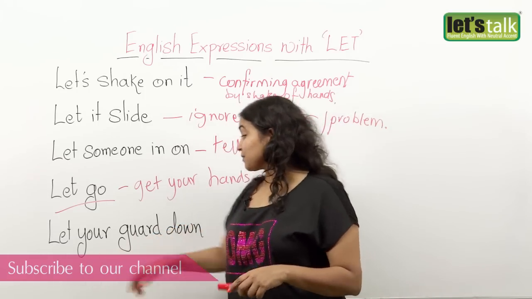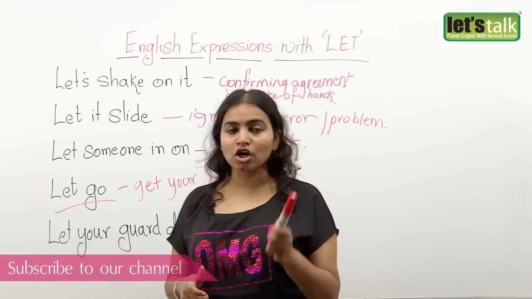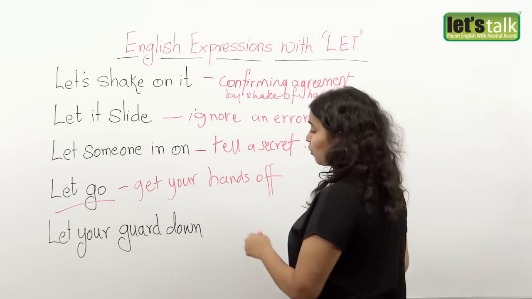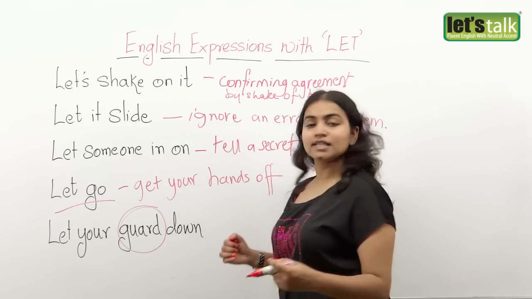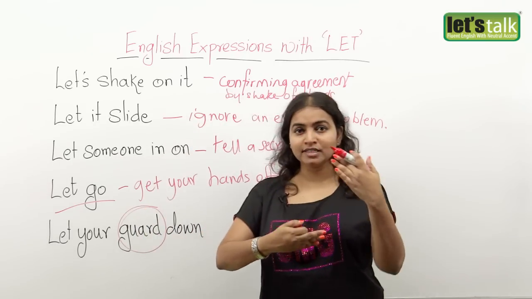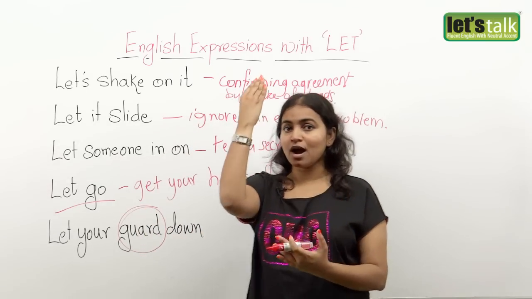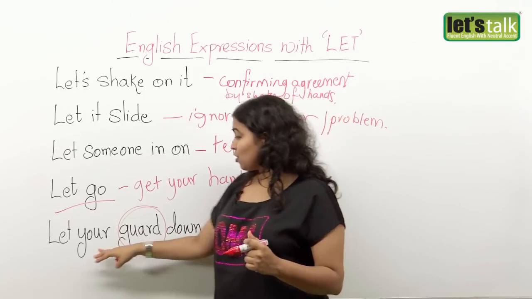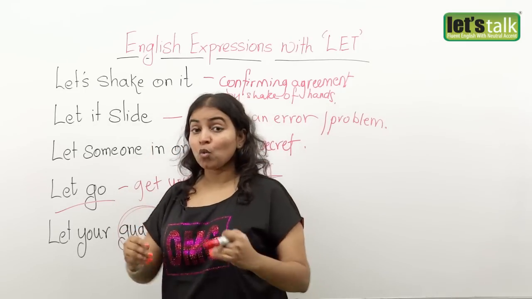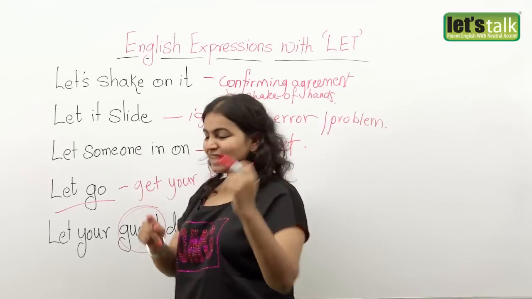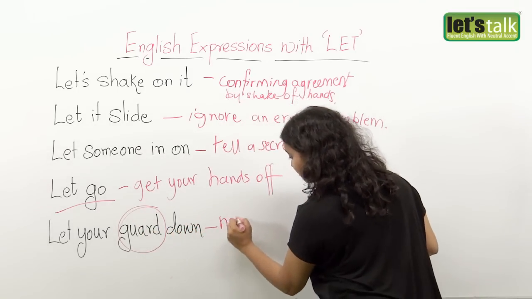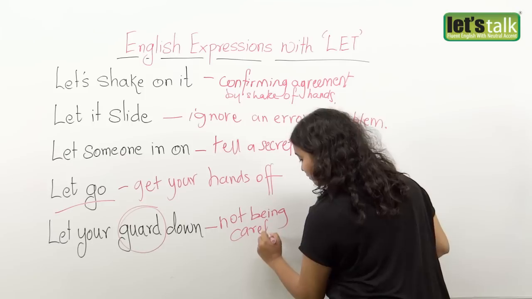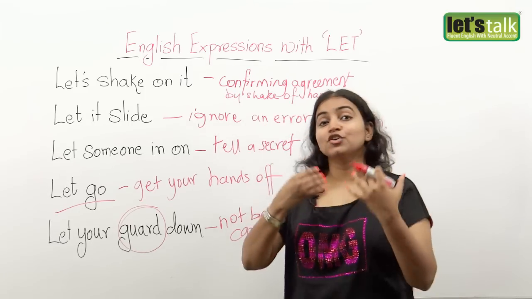The next one is to let your guard down. Okay, so this basically means, okay, what is a guard? A guard is something that protects you, right? So as long as your guard is up, you are protected. You are being very careful. So when you let your guard down, when you let your guard slip, it basically means that you are not being careful, or you are not protecting yourself, okay?